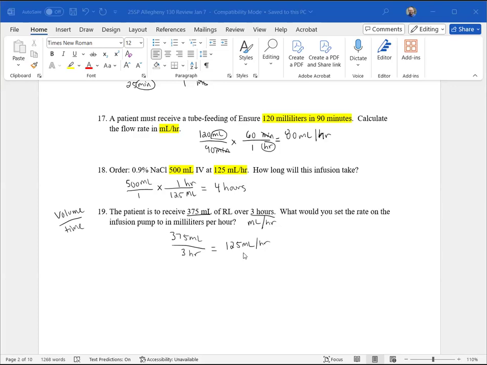You're just going to calculate based off of whatever the volume over time is, with the caveat being that if it was volume per minute, like milliliters per minute, as in this example with the Ensure, where they gave you 120 milliliters, 90 minutes, the extra step you have to take is to make sure you convert minutes to hours. You're not going to set an infusion pump to ml per minute. You would do it for drops per minute, but if it's asking you to calculate flow rate in ml per hour, then make sure you're calculating ml per hour.